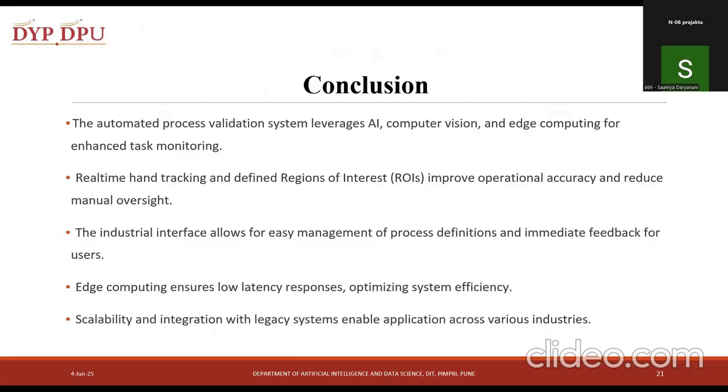Conclusion. To summarize, we have built an AI-driven validation system that uses computer vision to track hand-based tasks and validate them live. The system reduces the need for constant manual supervision and can be adapted to various industry settings. With edge computing, we ensured fast local processing and the system can be integrated with dashboards or legacy software.